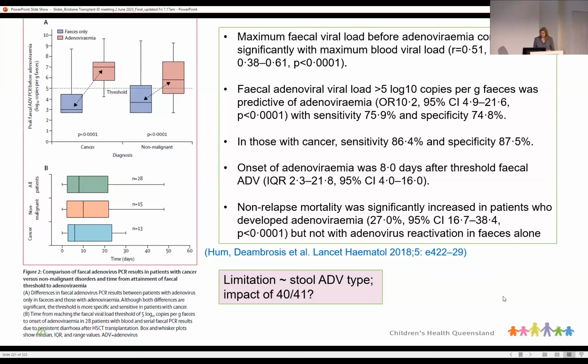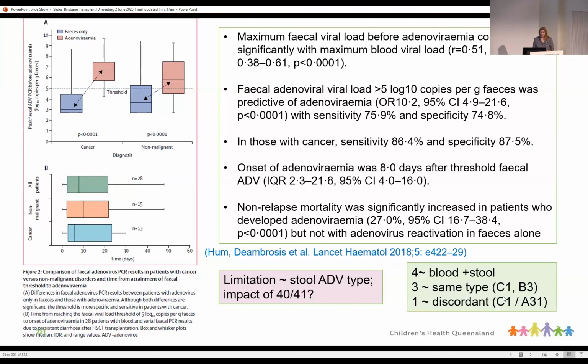And we're interested in our group of patients to look if there's any discordance. So is it the same adenoviral type that you get in your stool when it's reactivated as in your blood? It should be, but is it? And for the small number of patients that we've got so far, where we've got adenoviremia and stool viruses to compare, there is discordance in a quarter of those, 1 in 4.